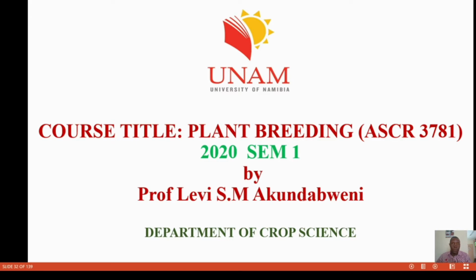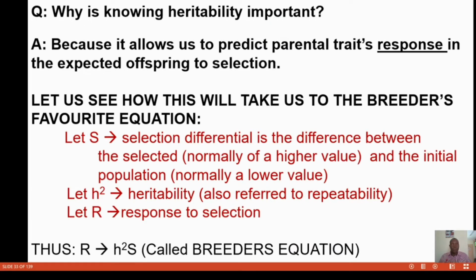As we continue with where we left off from lesson 6b, we ended on the note of the importance of knowing heritability. And we saw that when we know the heritability, it allows us to predict parental traits response in the expected offspring to selection. That's why it's important, because it allows us to predict.